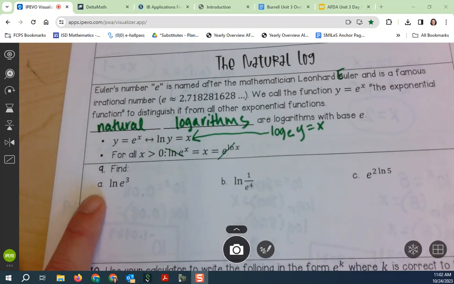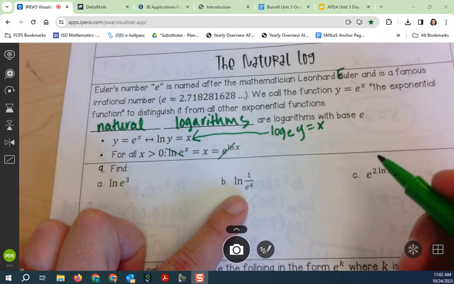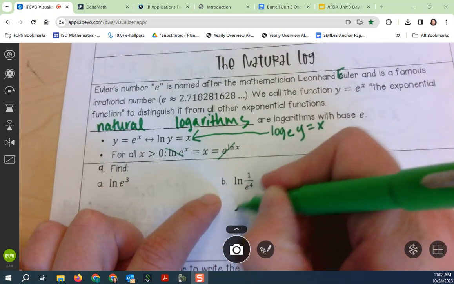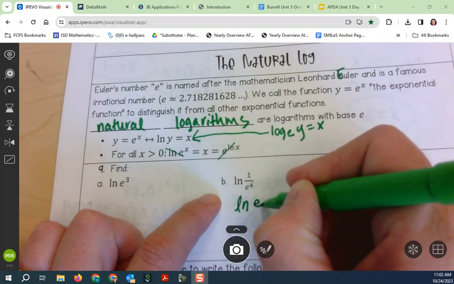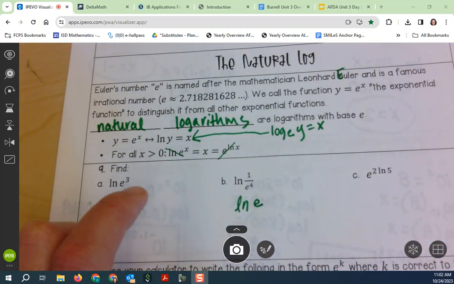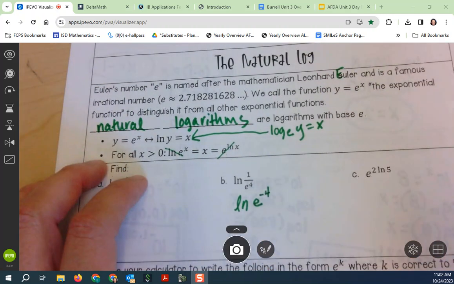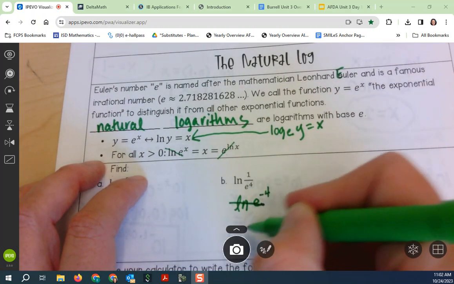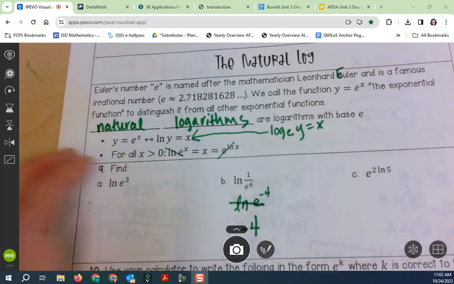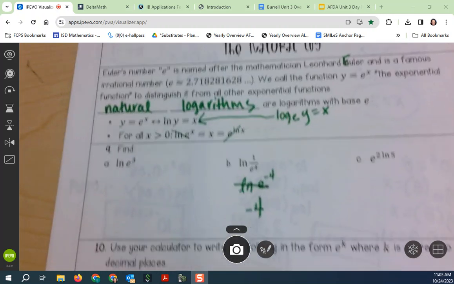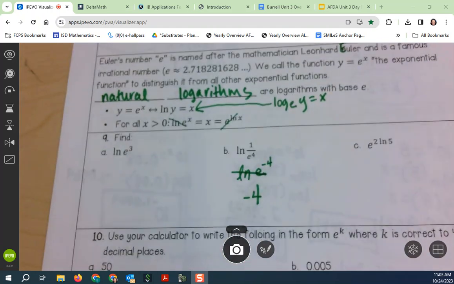So skipping over A for a moment, I could do a problem like B by rewriting this as ln e to what exponent? e to what exponent, guys? -4, good. Then the ln and the e cancel, and I just get -4. So ln and e to the x are inverse functions. So what's the answer to A? 3.